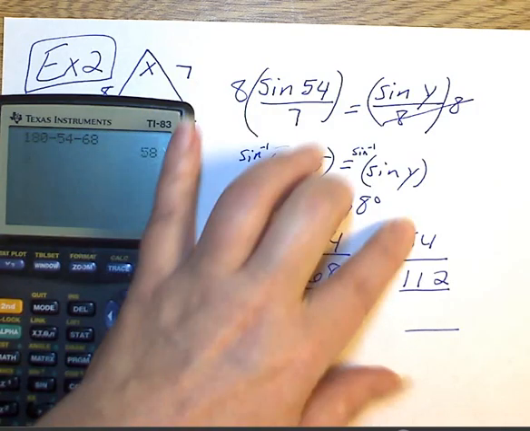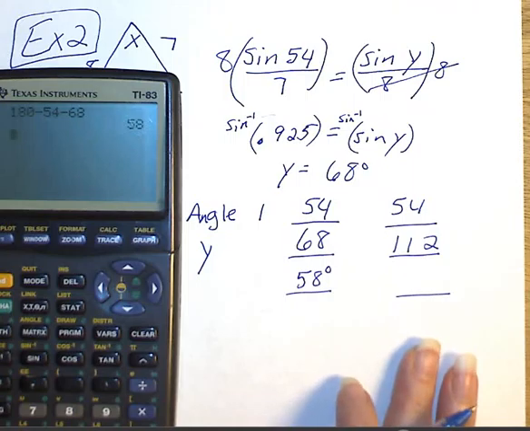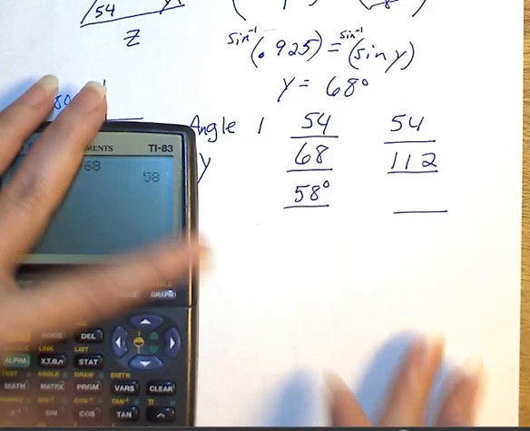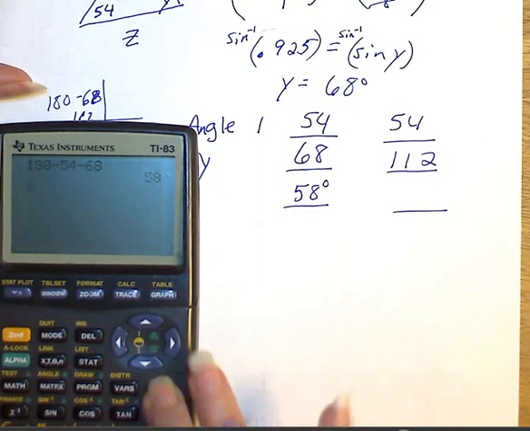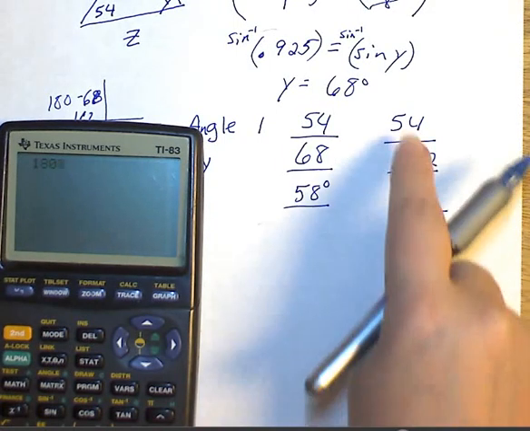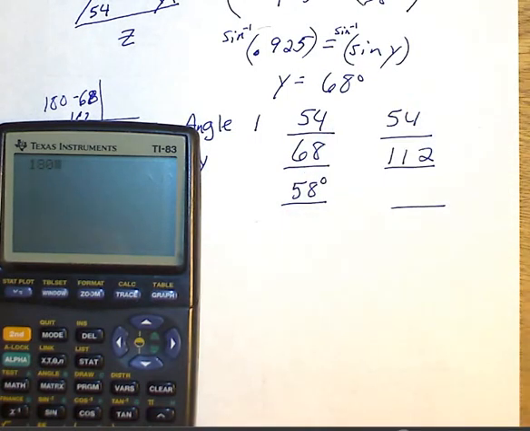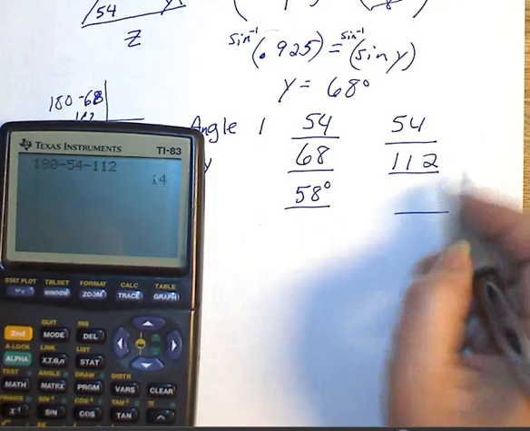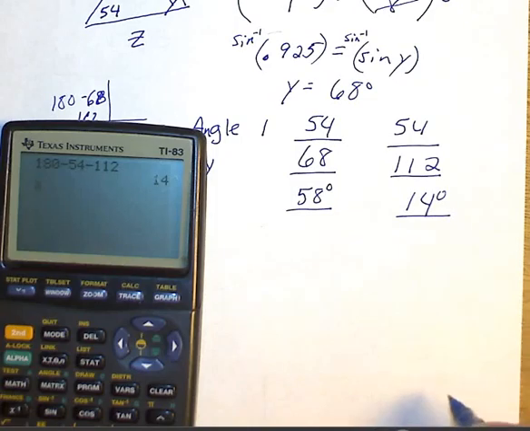I want you guys to see if this one's a triangle and what was left. So is this other one a triangle? And you go 180 minus my 54 minus my 112 gives me 14. So this also is a triangle. So there are two triangles. Alright?